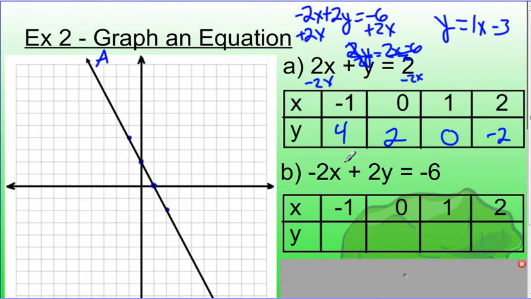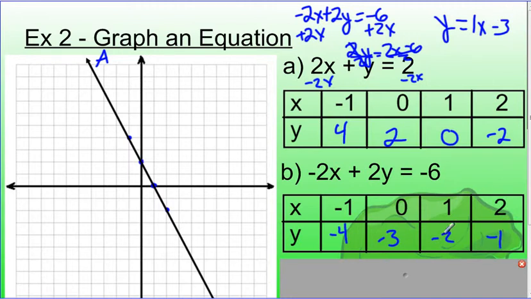So now we plug in negative 1 for x. So 1 times negative 1 is negative 1. Negative 1 minus 3 is negative 4. That's just integer math. Plug in 0 for x. 1 times 0 is 0. 0 minus 3 is minus 3. 1 times 1 is 1. 1 minus 3 is negative 2. Plug in 2. 1 times 2 is 2. 2 minus 3 is negative 1.